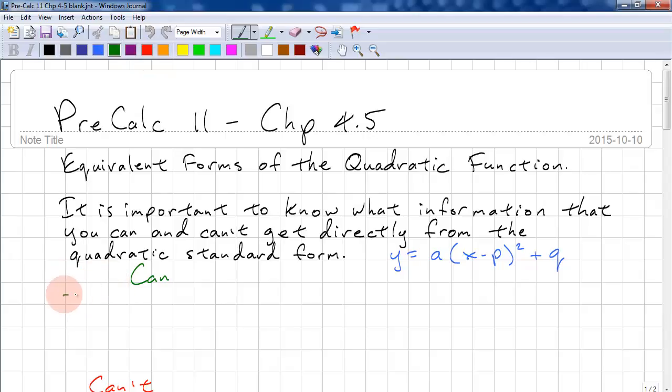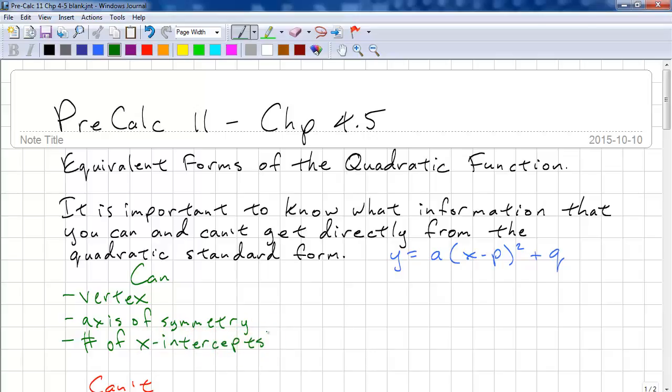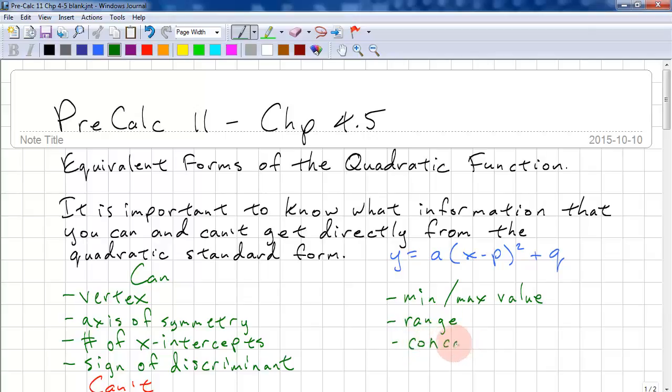So we can get the vertex, axis of symmetry, the number of x-intercepts, the sign of the discriminant, the min or max value, the range, concavity, and finally the y-intercept.